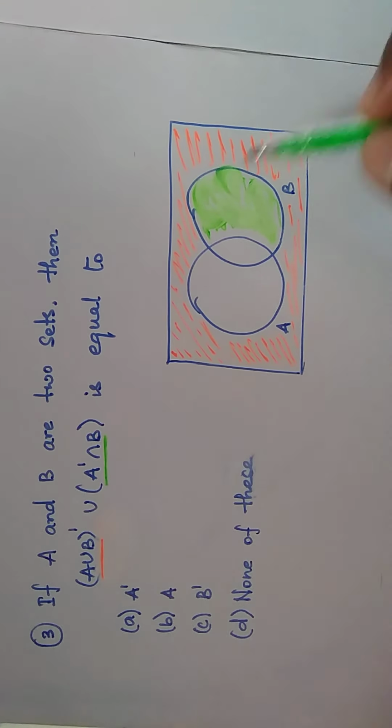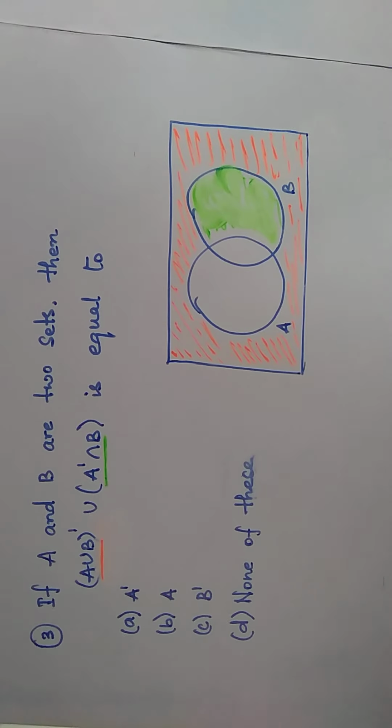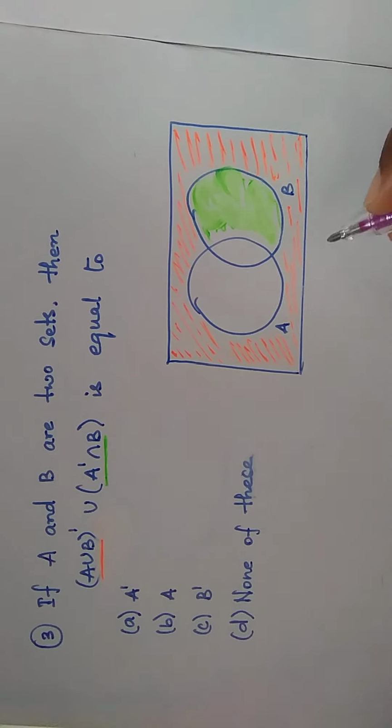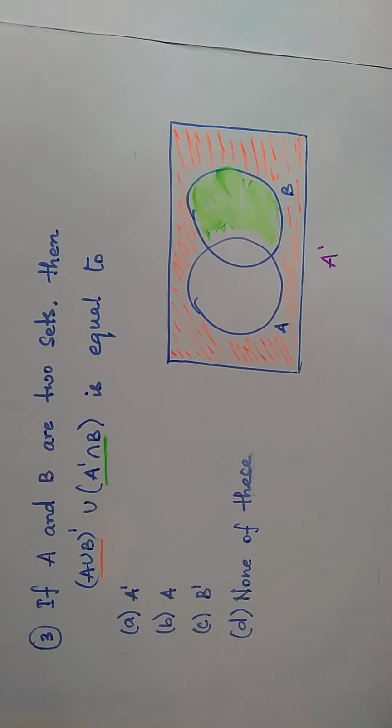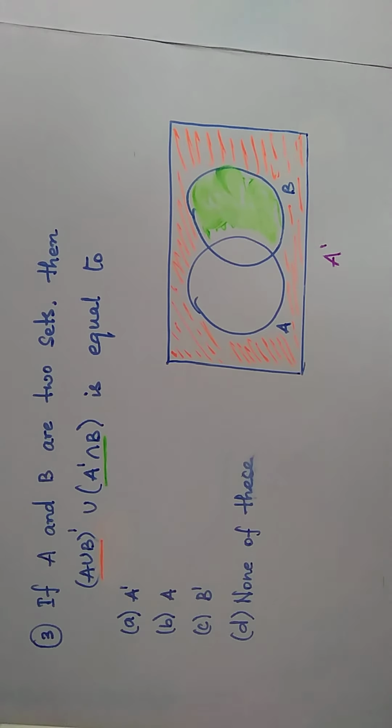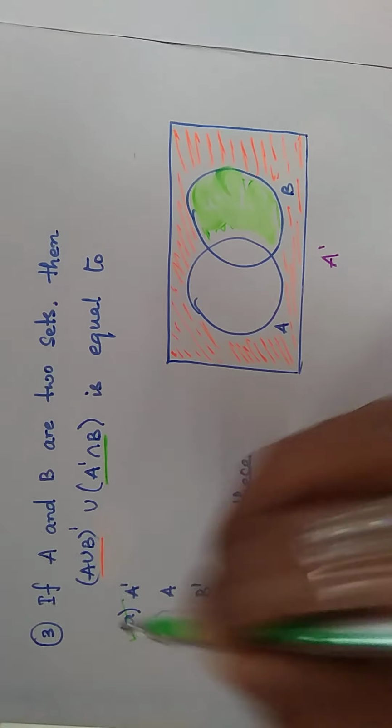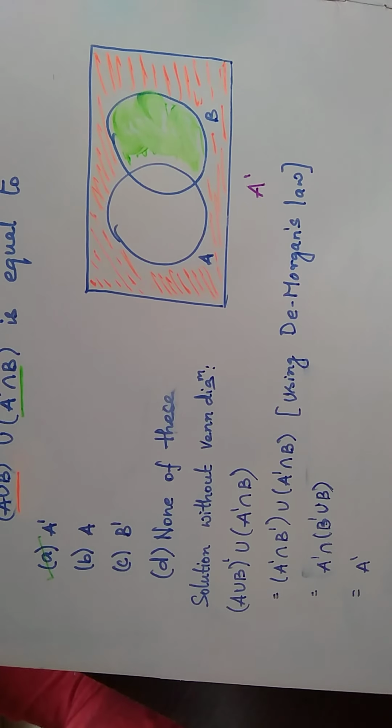When we take the union of these two, what are we getting? We have all the elements except A, which is A complement. So, the answer is A complement. If you don't write the Venn diagram, then you have to go for these steps. But the Venn diagram is much easier.